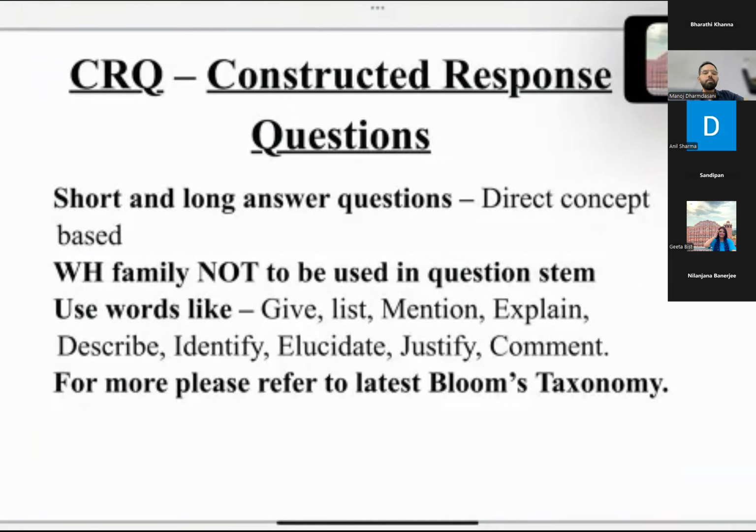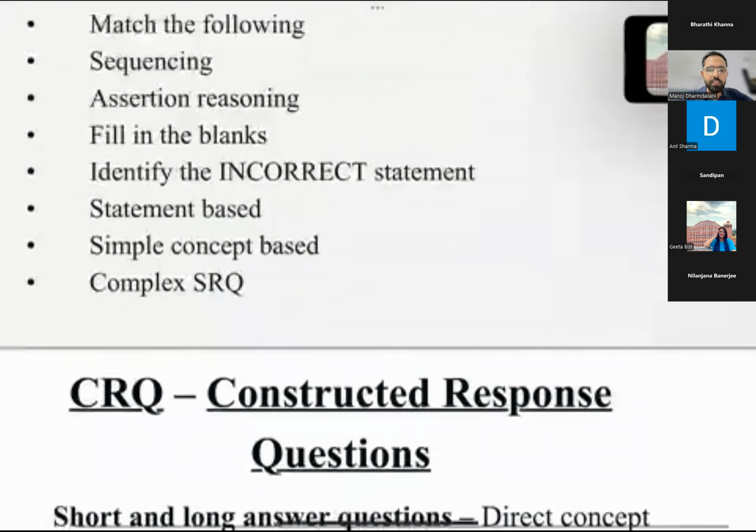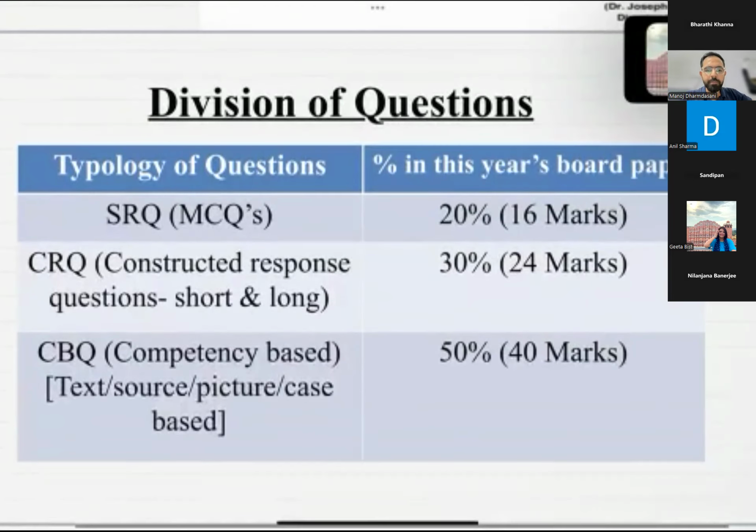Now, if we come to the next category, just have a look at this. SRQs we have discussed. I'm going to tell you how these 16 marks would become 20 marks, because some of you might be surprised that a 1 mark question will be of 20 marks, so why have you written only 16 marks? Let me give you clarity just now, then we will move ahead.